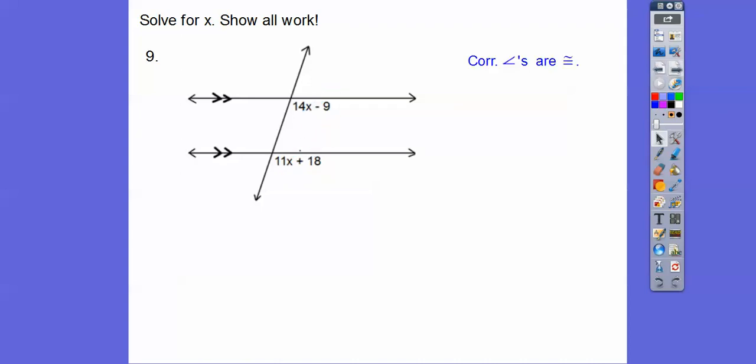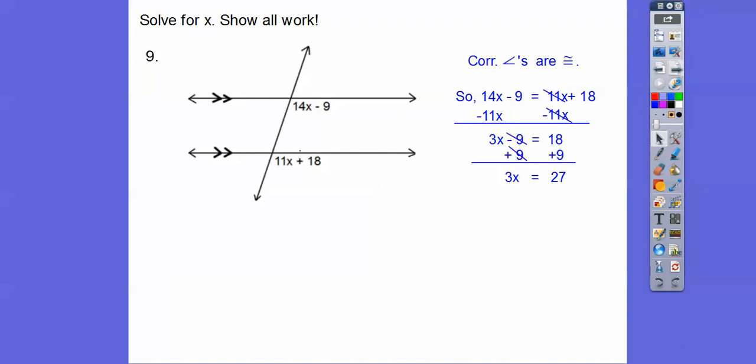So there we go. And then we'll subtract 11x from both sides, and now we'll add 9 to both sides and then divide by 3. Okay, 27 divided by 3 is 9.